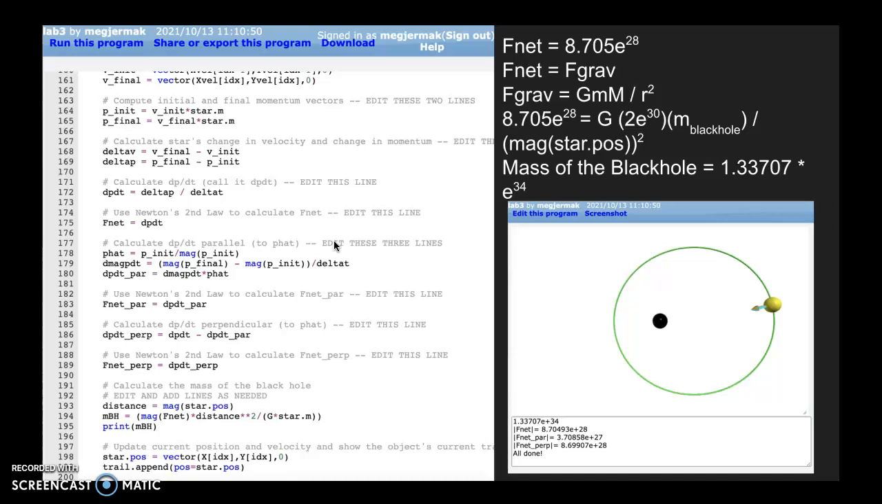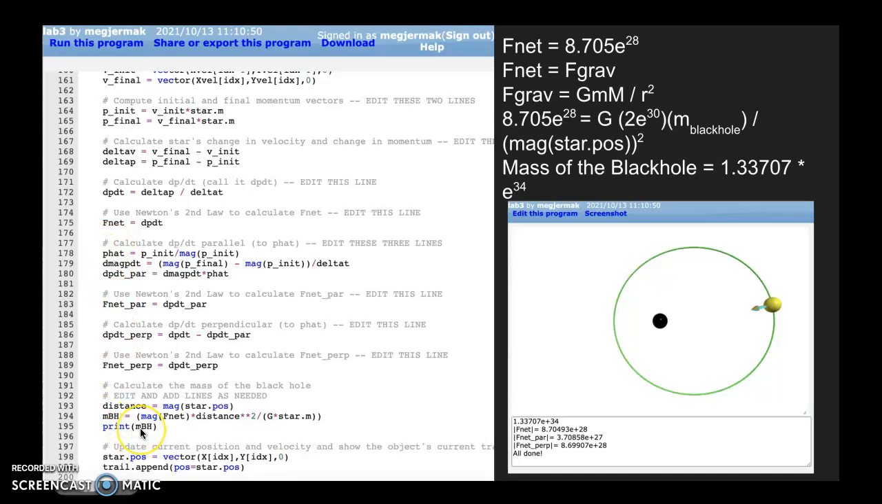And so basically, I included snippets of my code where I found p-hat, F-net, and dp/dt. Using Newton's second law, you can see that I found that F-net was equal to dp/dt, and that can pretty much be used to solve for the rest of the values.